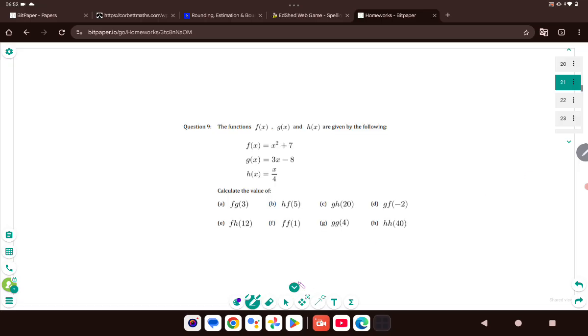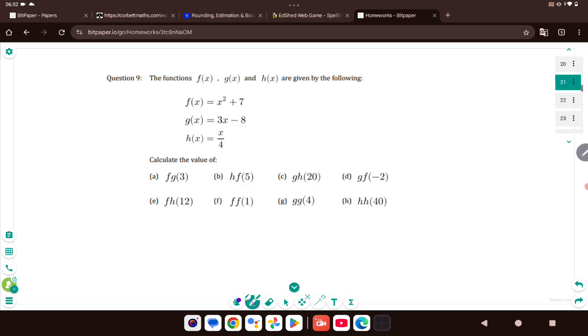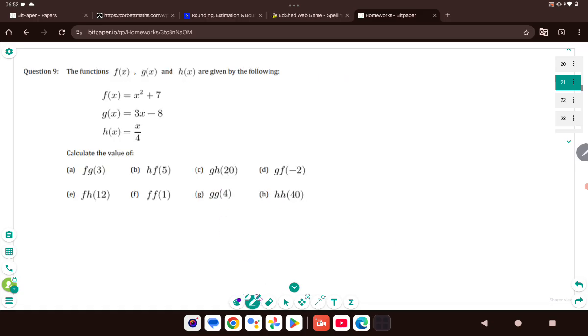Okay, have a go at these questions. Put me on pause and unpause when you're done. Okay, part A. f of g of 3. g of 3 is 1. Now we need to work out the f of 1.